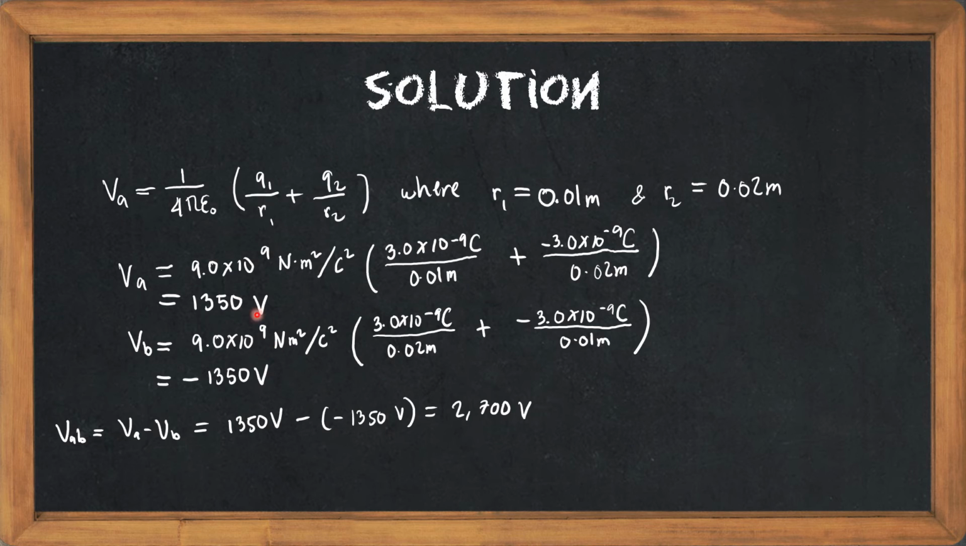At point A, R1 is 0.01 meters and R2 is 0.02 meters. Thus, the potential at point A is 9 times 10 to the 9 newton meter squared per coulomb squared times 3 times 10 to the power of minus 9 coulomb over 0.01 meters plus minus 3 times 10 to the power of negative 9 coulomb over 0.02 meters. The result is 1350 volts. At point B, R1 is 0.02 meters and R2 is 0.01 meters. The potential at point B is minus 1350 volts. Finally, the potential difference VAB is VA minus VB, which equals 27 volts.